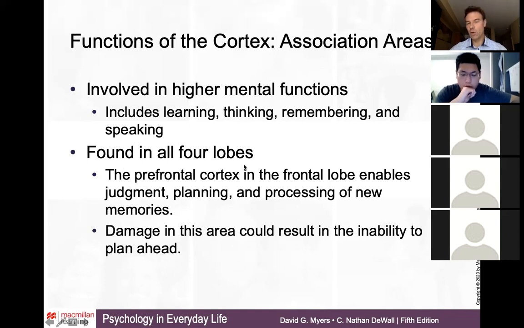In the four lobes, that is the frontal, temporal, parietal, and occipital, you will find the prefrontal cortex, which enables judgment, planning, and processing of new memories. Judgment and planning require a lot of information processing, and damage to such areas usually results in impairment in judgment or planning. So when you register for your courses, go to work, study, or plan for a day, that involves quite a bit of cortical real estate. It actually involves the whole brain, but specific parts are more active than others.